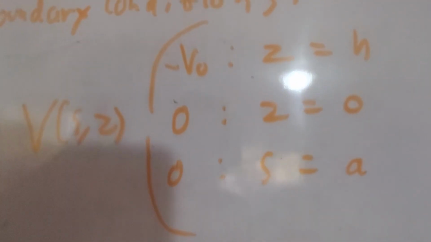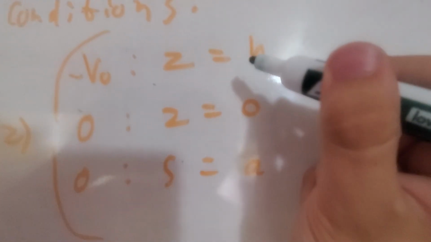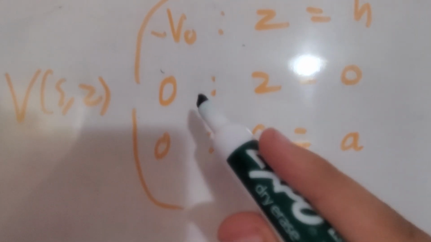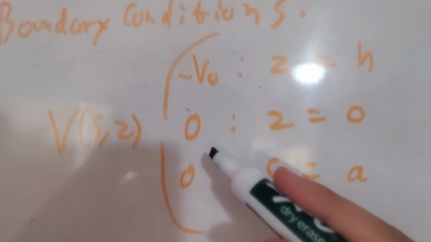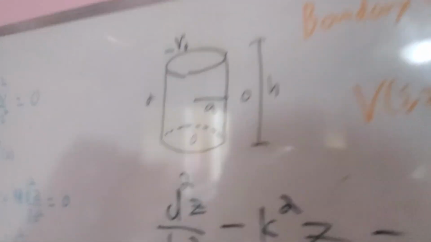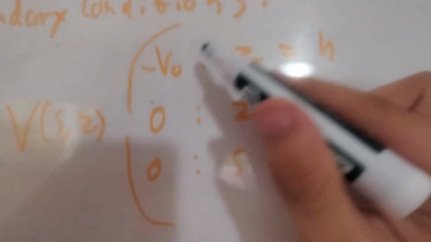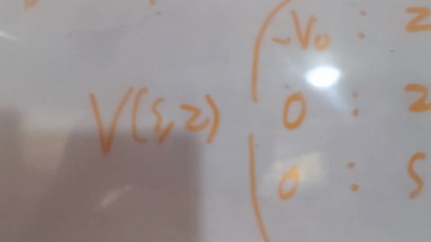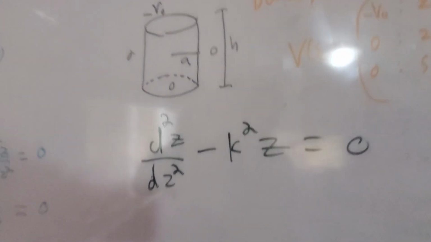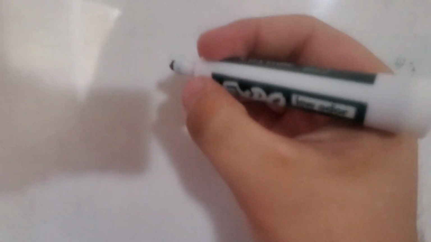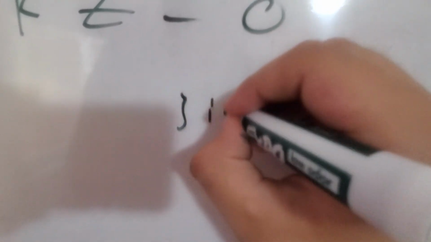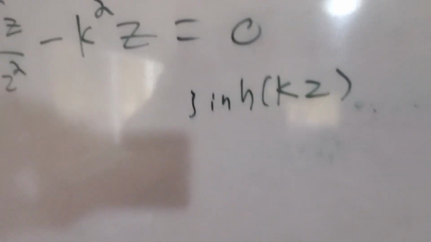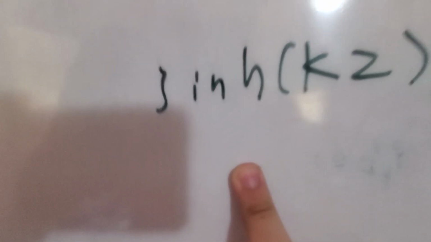Well, let's head up here. We know that when z is equal to h, we have a negative V naught. But when z is 0, our potential is 0. So basically, when we get to some value in z, we'll have a value, but when we're at 0, we are 0. One function we could try is hyperbolic sine, written as so, with the constant right there. Let's plug this in and see if it works.